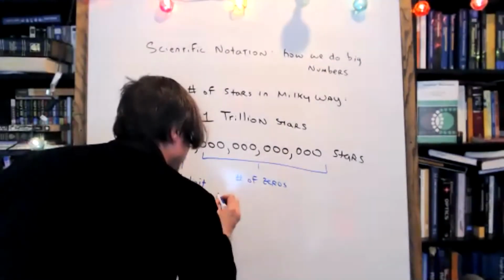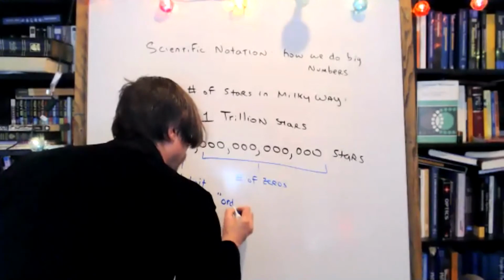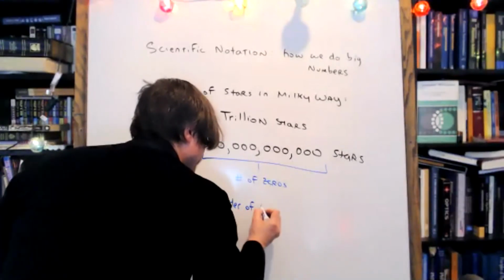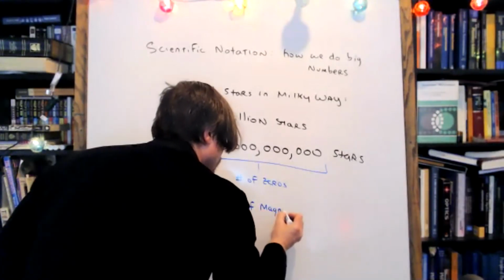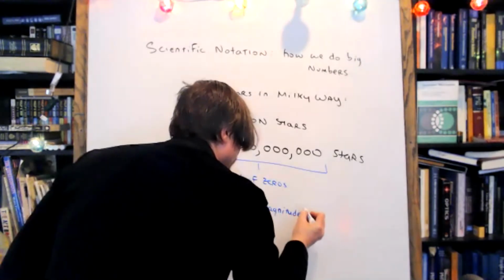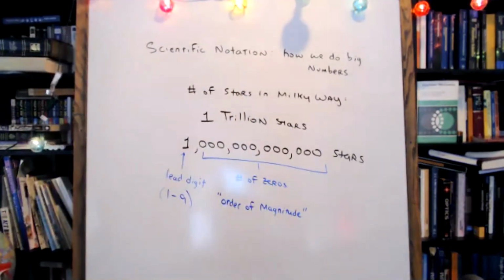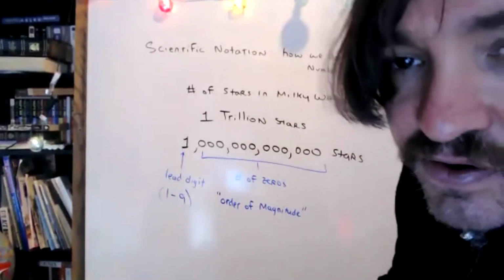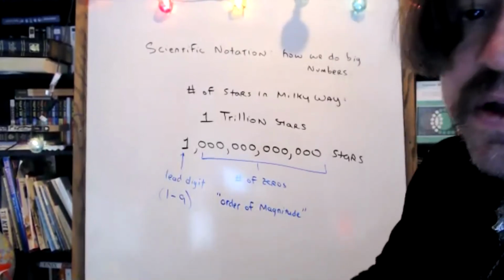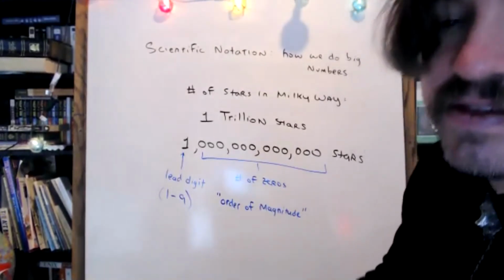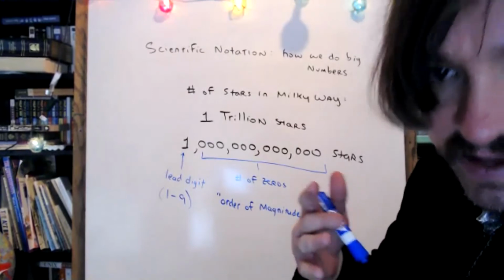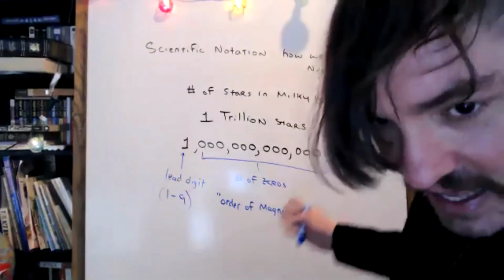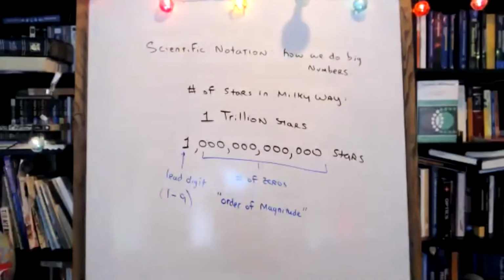Let's write that phrase down. It's the order of magnitude. Order of magnitude kind of means power of 10. It means how big is your number? Is your number of order hundreds? Is your number of order thousands? Is it tens of thousands? Is it hundreds of thousands? That's what order of magnitude means.